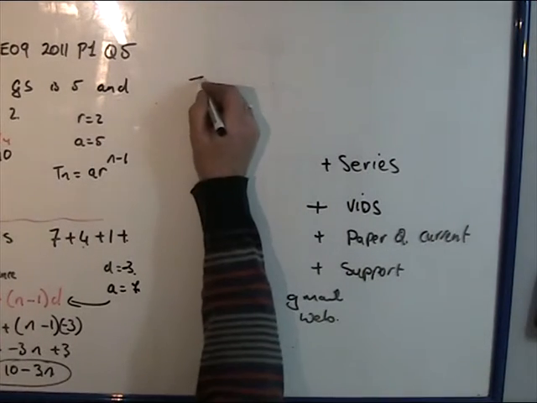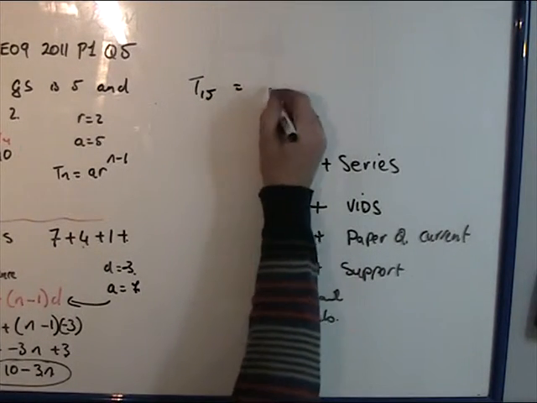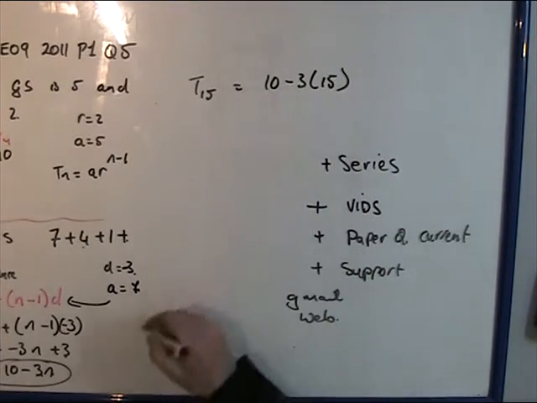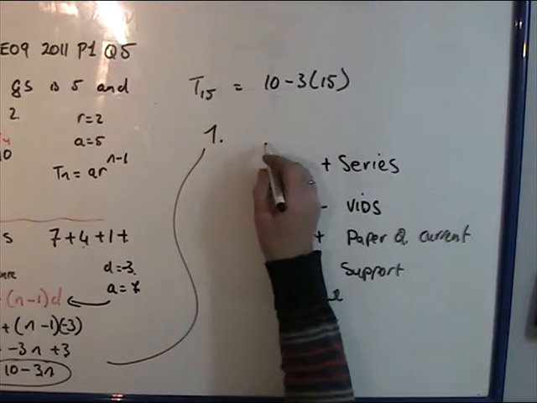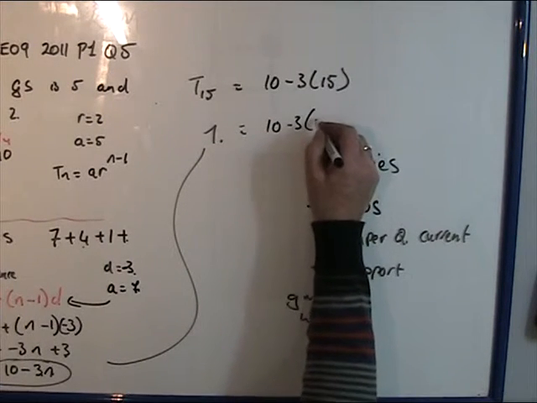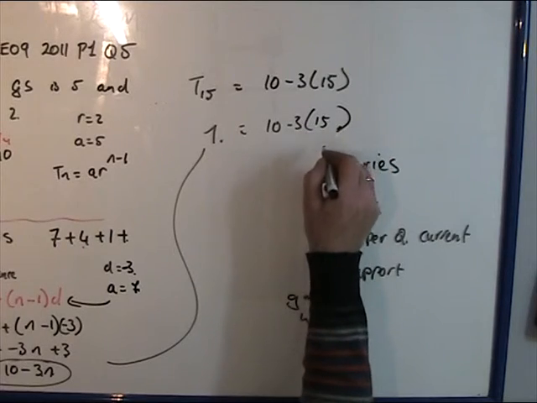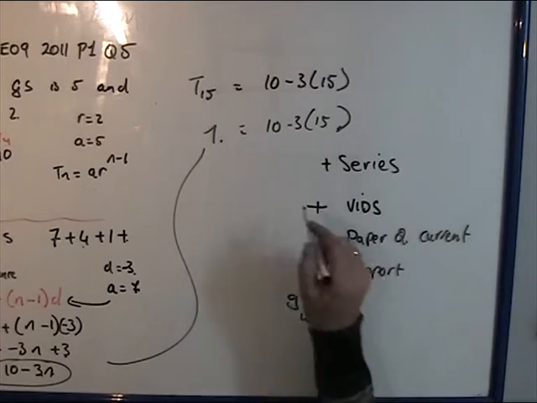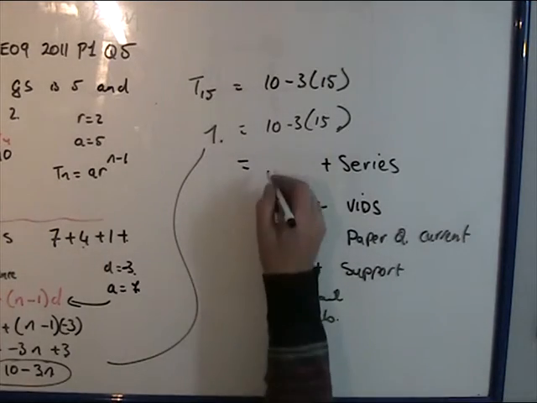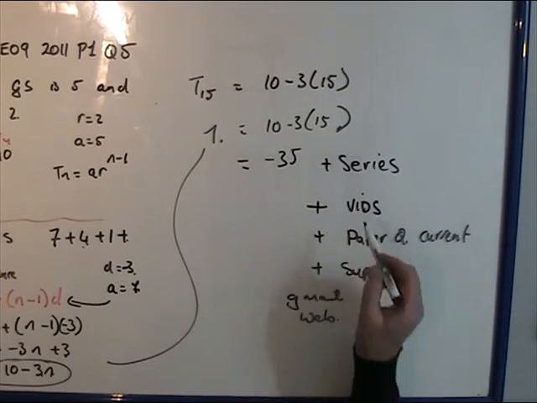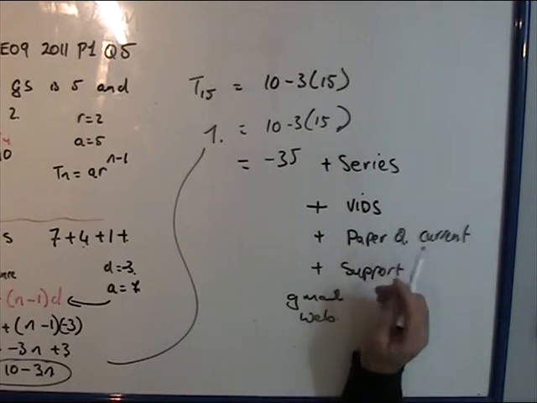So t of 15 is equal to 10 minus 3 times 15. You can see what I'm doing here is I brought my formula up and now I'm going to put in 15 for n, 3 times n, which I've done. So t of 15 adds up to minus 35. 3 times 15 is minus 45, and minus 45 plus 10 is minus 35.